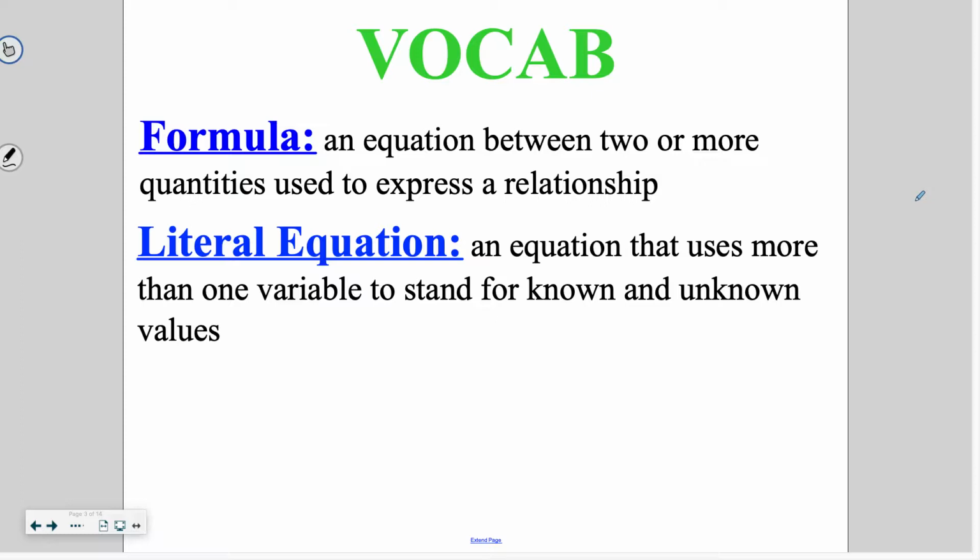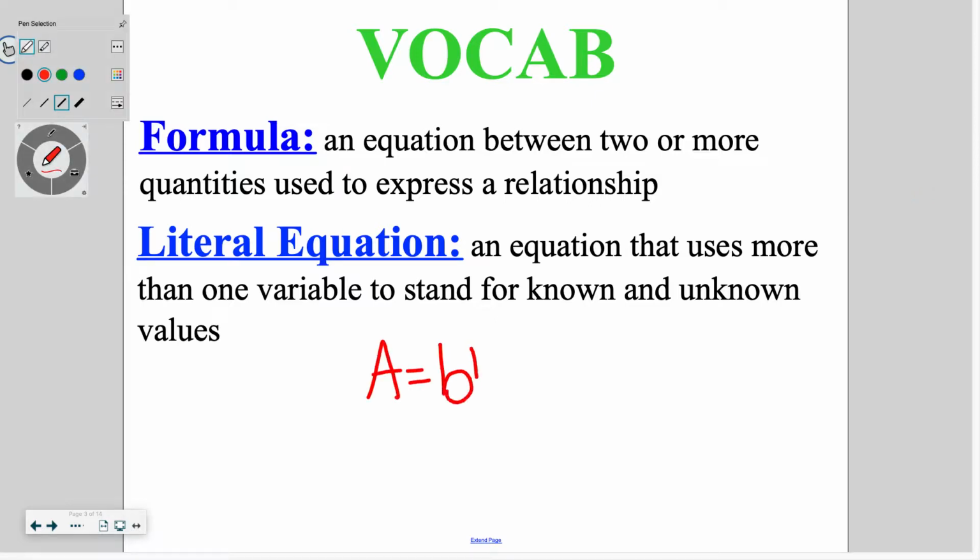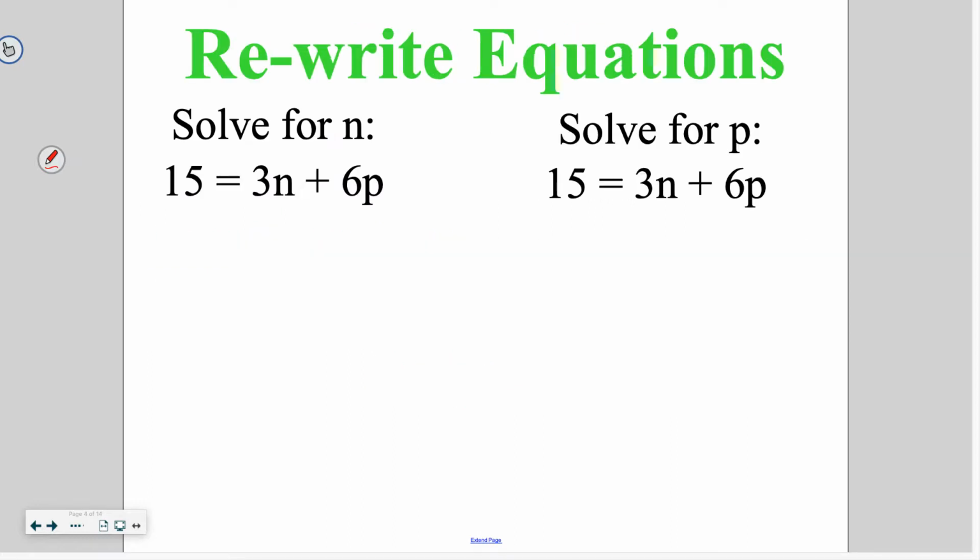So formulas are a type of literal equation because your area formula, for example, for a rectangle, is area is equal to base times height. We've got multiple variables standing for things that we know and we don't know based on the problem's information. So one of our goals here with literal equations is to be able to rewrite them to solve for a specific variable. So in this case, I've got the same equation on the left and the right side of the slide. We're going to solve for the two different values.